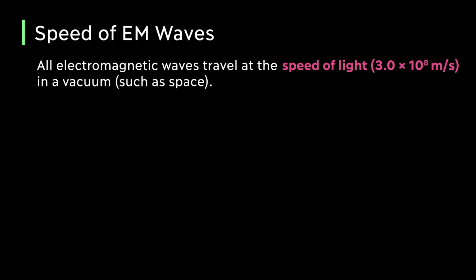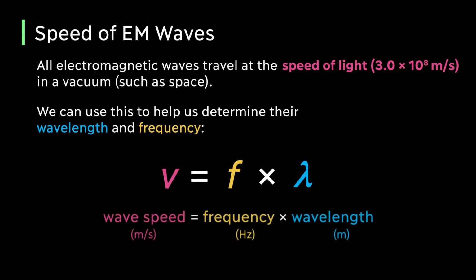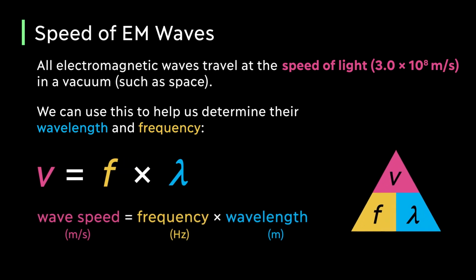An important aspect of EM waves that ties them all together is that they all travel at the speed of light, 300 million meters per second in a vacuum. I've got that written in standard form here, and I'll be using that more and more, so make sure you're comfortable with that notation. Using this information, we can determine the wavelength or frequency of the waves with this equation. v equals f multiplied by lambda, where v is the wave speed in meters per second, f is the frequency in hertz, and lambda is the wavelength in meters. You need to be comfortable rearranging this. So if you prefer to rearrange your formula using the formula triangle, I've got that on the right for you.